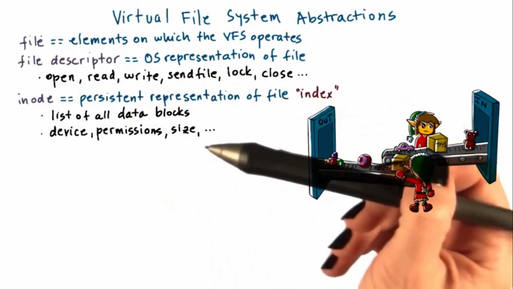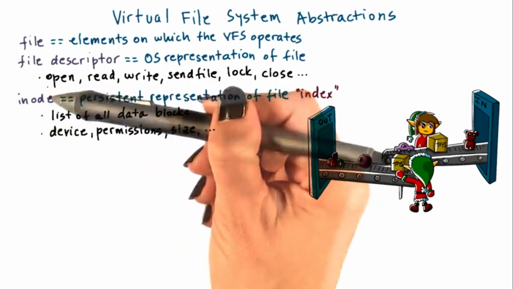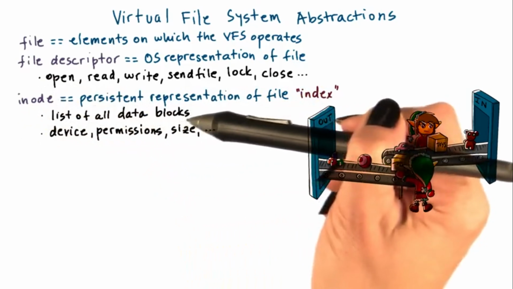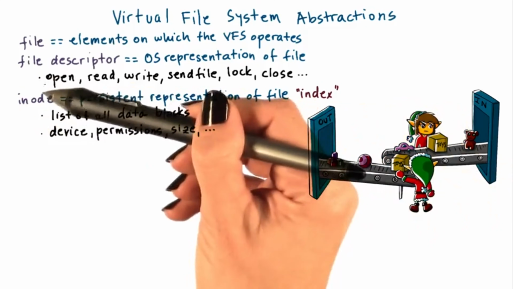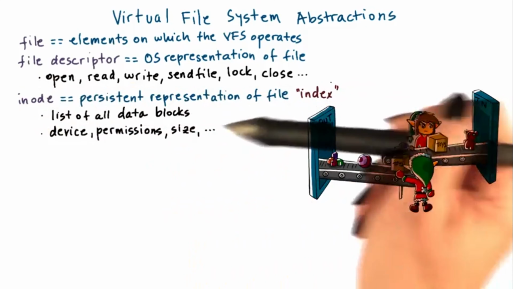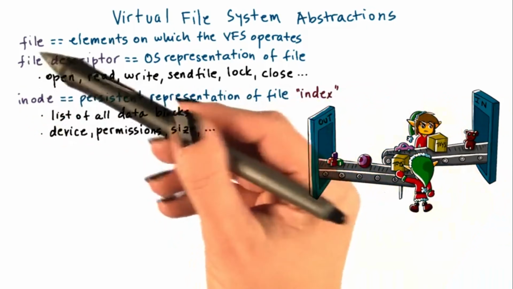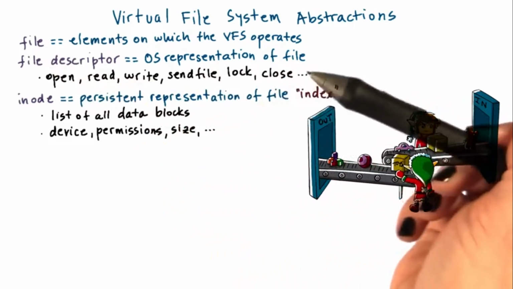For each file, VFS maintains a persistent data structure called an inode. One of the pieces of information that's maintained in this inode is the list of all the data blocks that correspond to this file. This is how the inode derives its name. It's like an index node for that file. The inode also contains other pieces of information for that file, like permissions, the size of the file, whether the file is locked, etc.